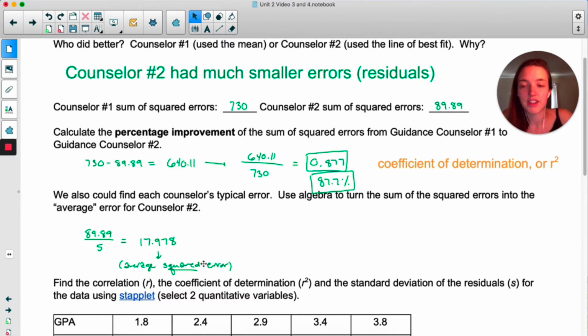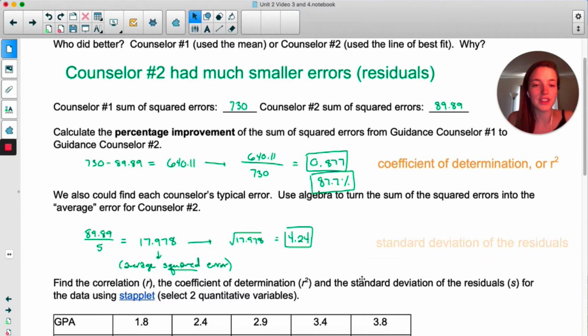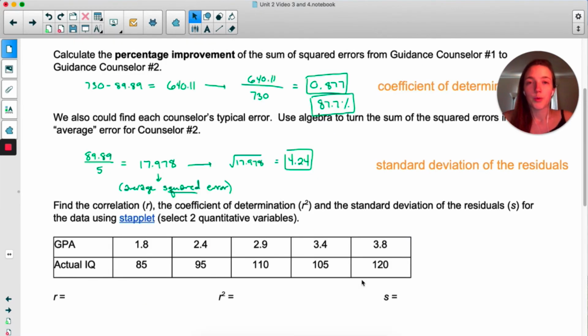So this is our average squared error. If we just want the average error, we have to square root it. Now this is called the standard deviation of the residuals. These are the other two tools we can use to decide if our model is good at predicting. We did all that work by hand. Now let's see if a calculator comes up with the same values.